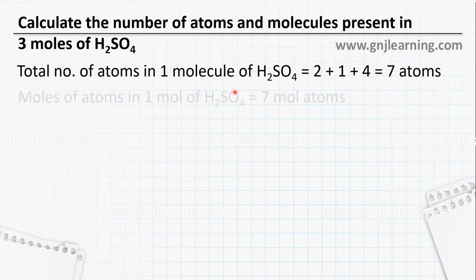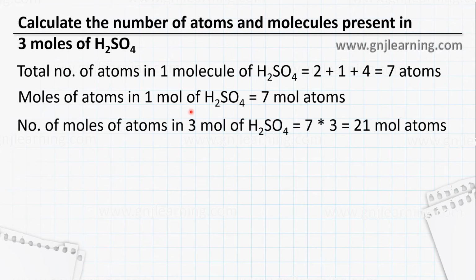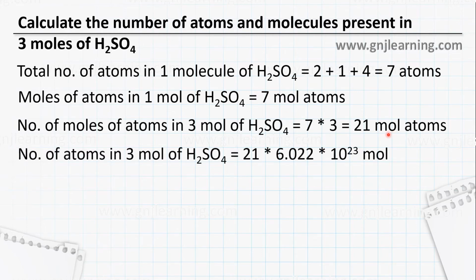So what about 1 mole? 1 mole will have 7 mole of atoms. If one molecule has 7 atoms, then 1 mole will have 7 mole of atoms. So what about 3 mole? You just multiply it with 3. 7 into 3 is equal to 21 mole. They have asked for a number, so you should have a real number. So I should substitute for this mole here: 21 into 6.022 into 10 raised to 23.